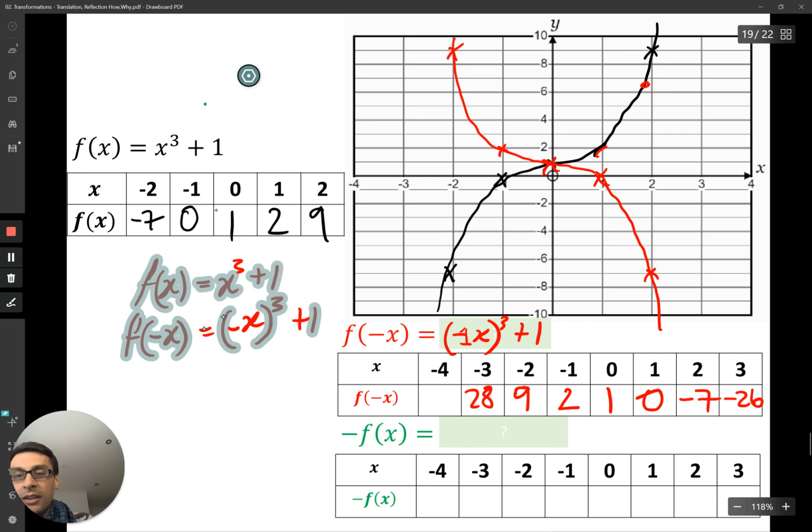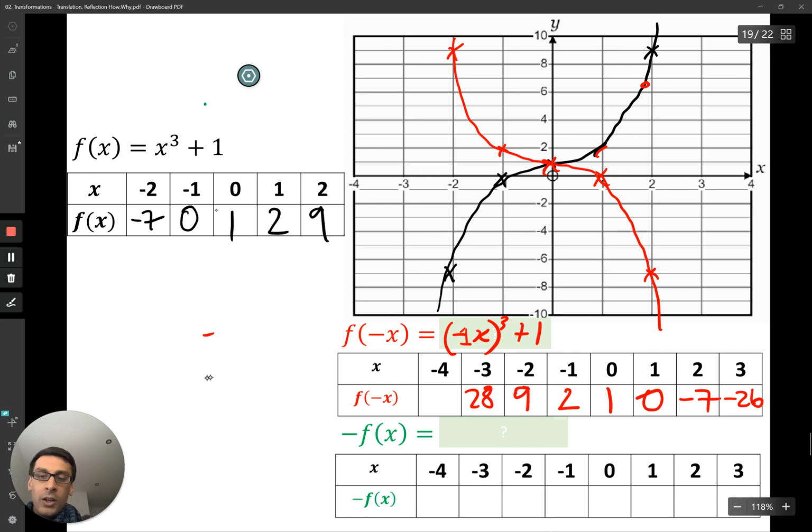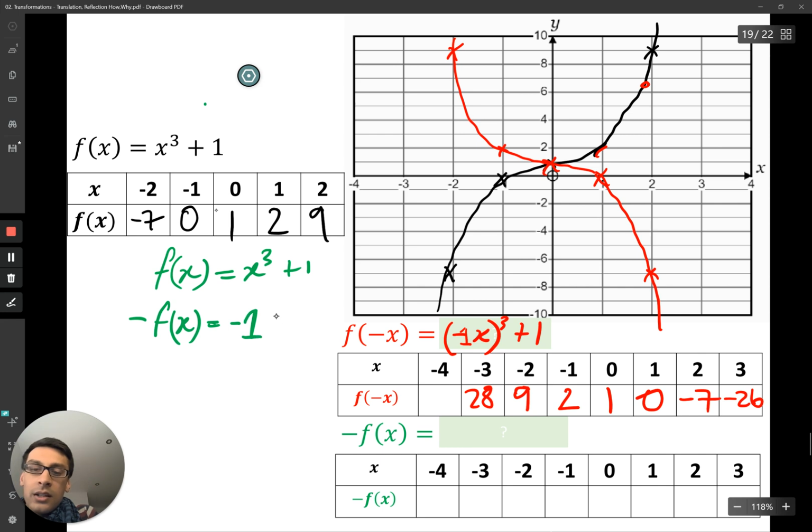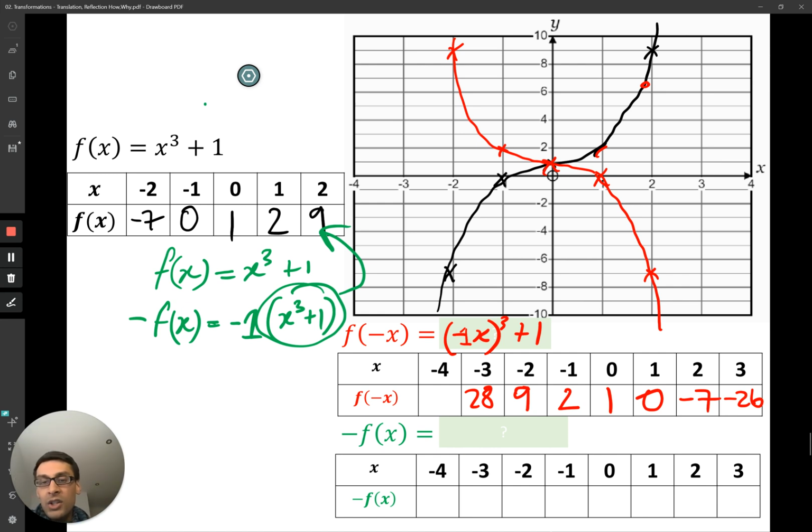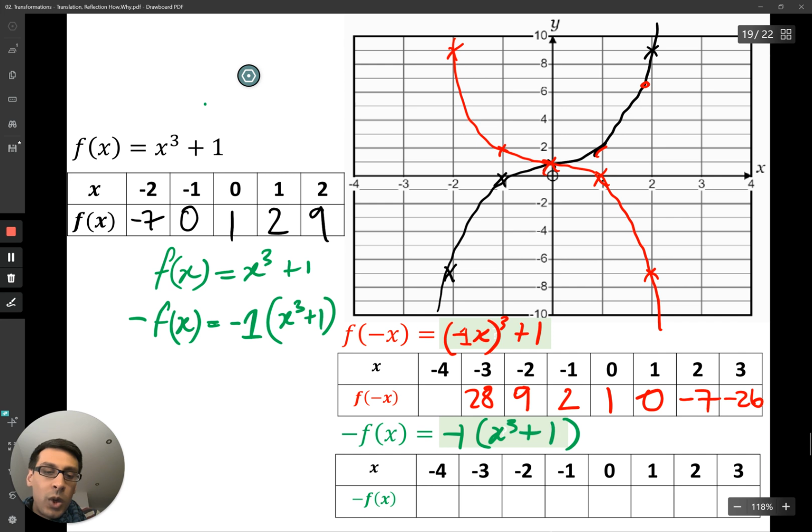So let's just write this out so we know clearly where it comes from. f of x equals x cubed plus 1. So negative f of x, remember that's the same as negative 1 times whatever f of x is, so x cubed plus 1. So whatever value you have here, which is the same as the original table, you just change the signs to negative signs. So these y values become negative if they're positive, or vice versa. So we can just write this as negative 1 times x cubed plus 1. Again, you can expand that and simplify if you want to, but there's no real need to.